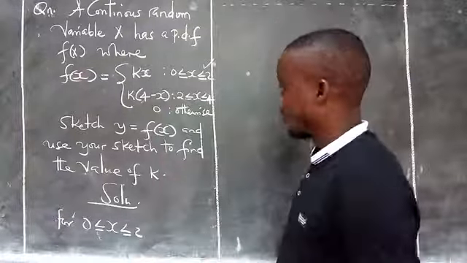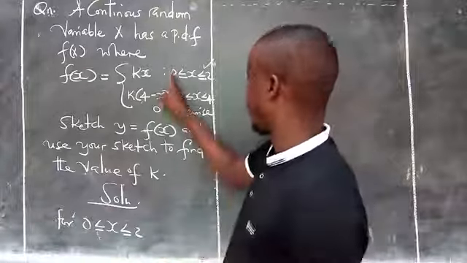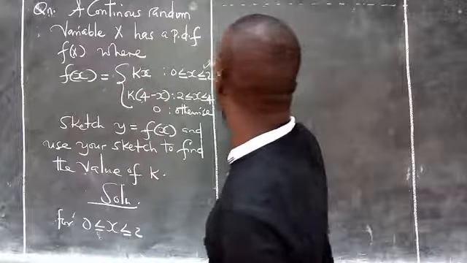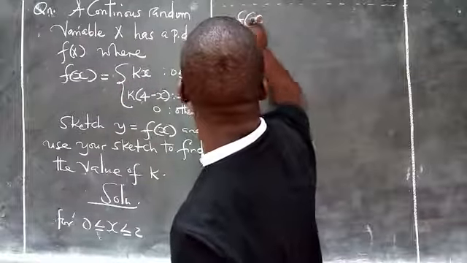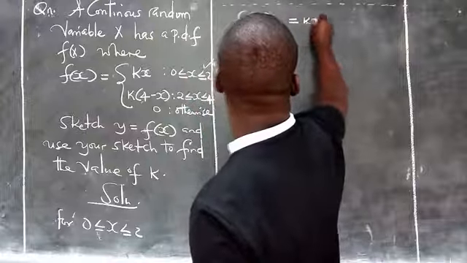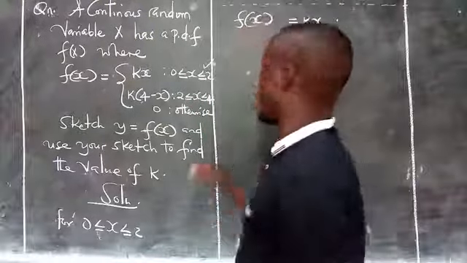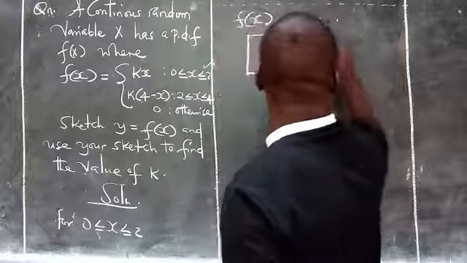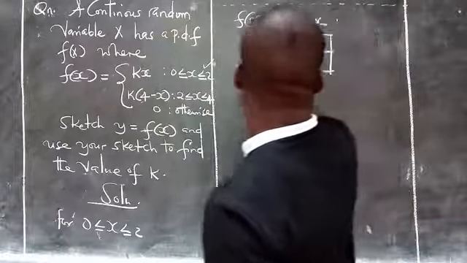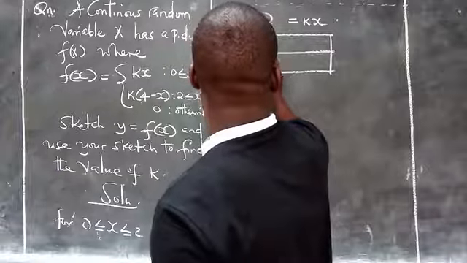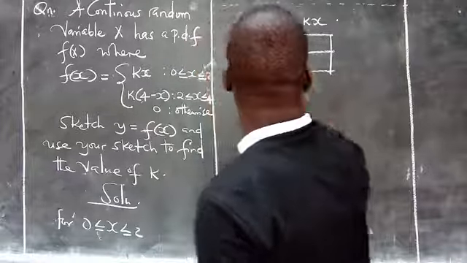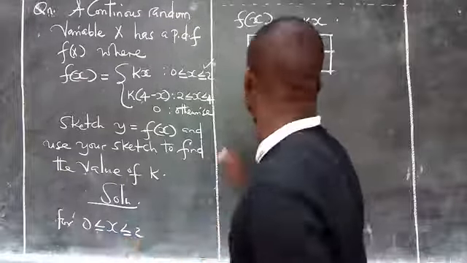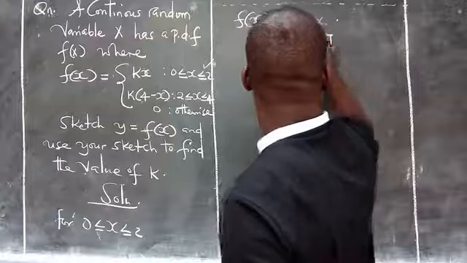Now, what we do, I am going to begin with the first range, 0 less or equal to x less or equal to 2. We can easily see that our function f of x is already given as kx. So I can summarize this with a simple table where I have the values of x, then the values of f of x. The values of x we're going to consider are 0 and 2.